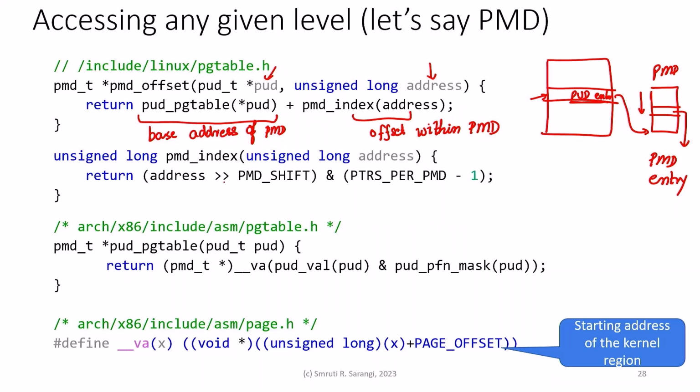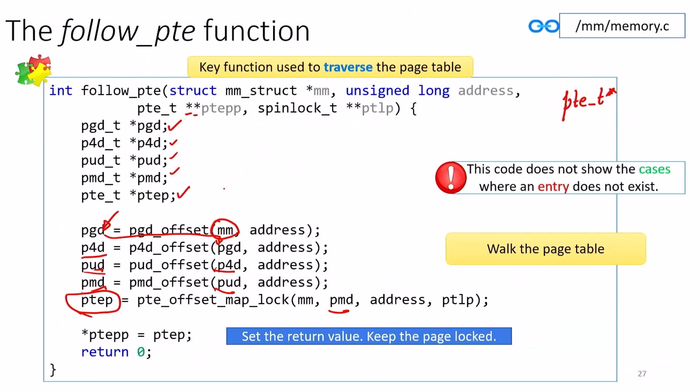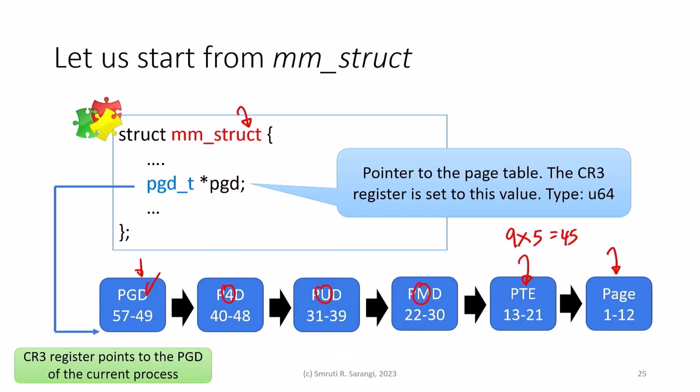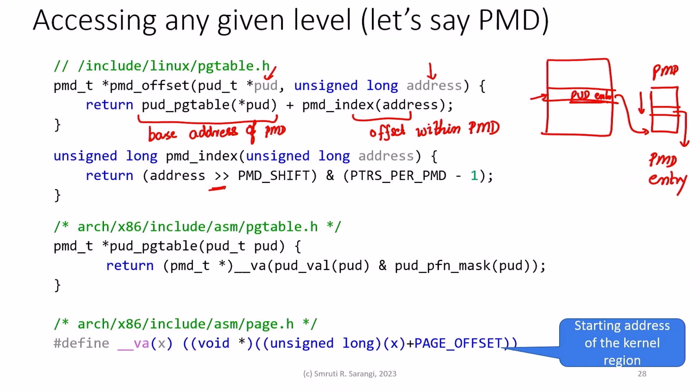PMD index takes the address. It needs to right shift the address by some amount. What is that amount? It's bit number 22 to 30 is what you want to extract. So you'll right shift the amount by 21 positions. That is what you will do. And then you will basically compute an AND with 9 bits. Pointers per PMD is 512. So this is 512 minus 1, which is 2 to the power 9 minus 1, which is 9 ones. So you'll compute an AND with this, and then you'll extract bits number 22 to 30, which will go over here as the offset. And because you're adding an offset, the pointer math will take care of the rest, including doing that implicit multiplication, which I was just talking about.